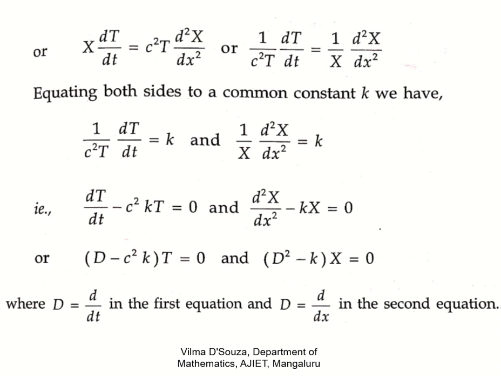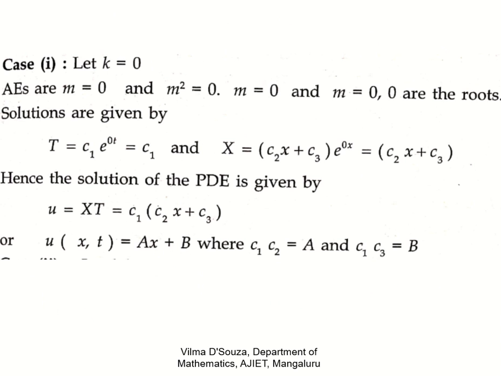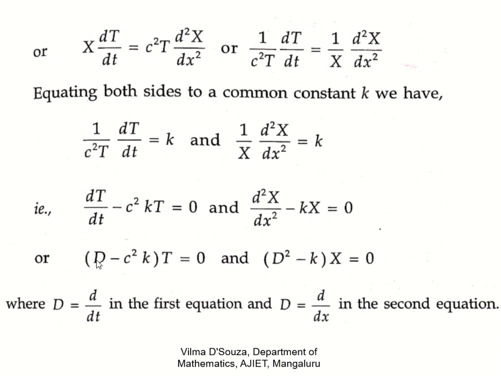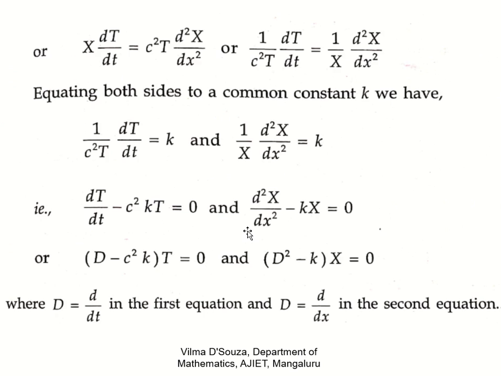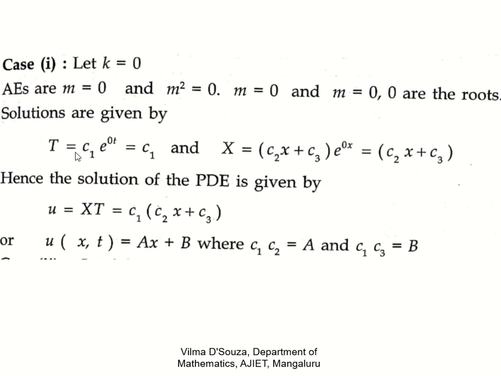As in the previous cases, here also we are considering three cases. The first case is k equal to 0. What happens when k equals 0? The auxiliary equations become m equals 0 and m² equals 0. What do you mean by m equals 0? Only one root. So corresponding to that one root, you will have T equals c1 e^(0t), or simply a constant c1.